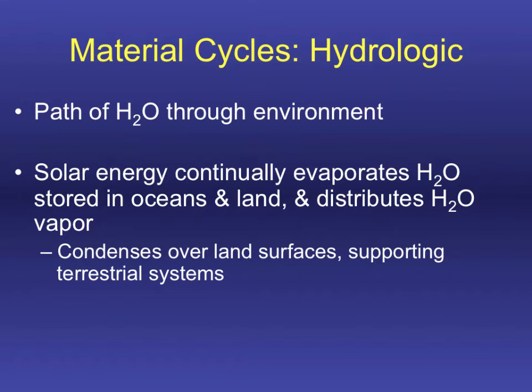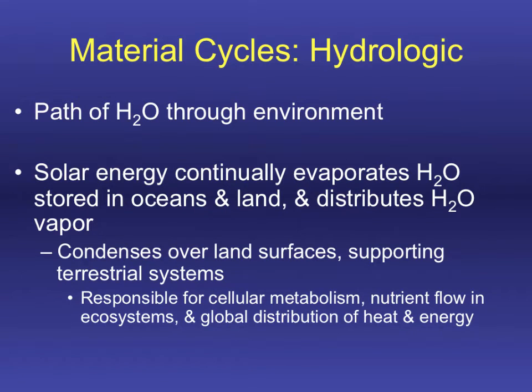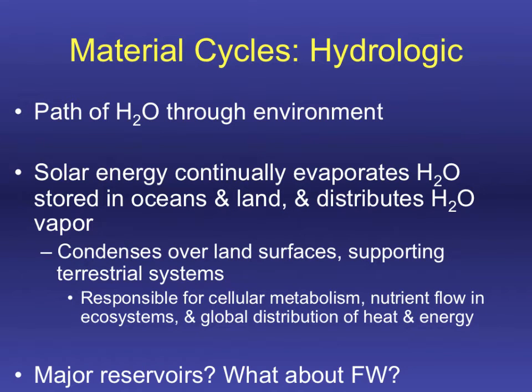So when that water condenses in the air and begins to fall, that precipitation then supports the terrestrial ecosystems like we saw in our previous sections on the biomes. From there we have cellular metabolism, we have nutrient flow. When you see erosion of rock, that's being driven by water, obviously, in most cases. Global distribution of heat and energy, like we talked about with the jet stream, and also ocean currents that distribute heat and energy up to northern latitudes and southern latitudes to help maintain life there.